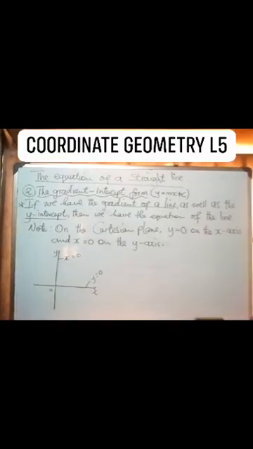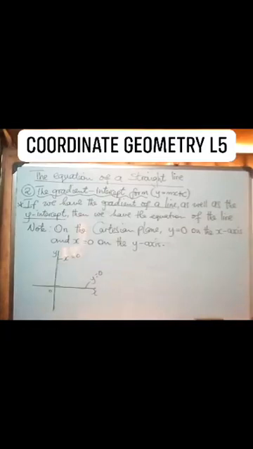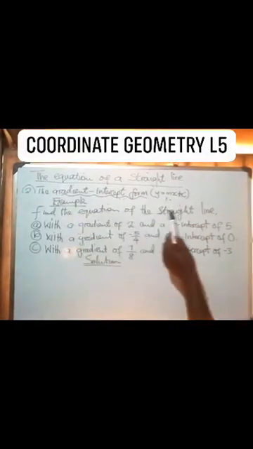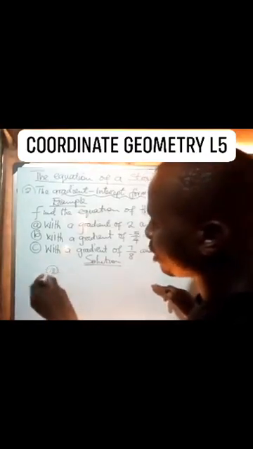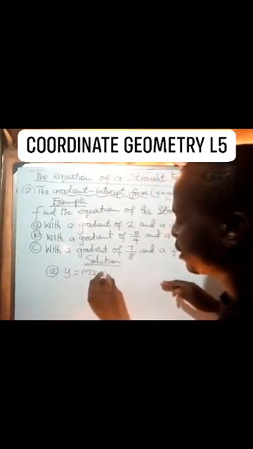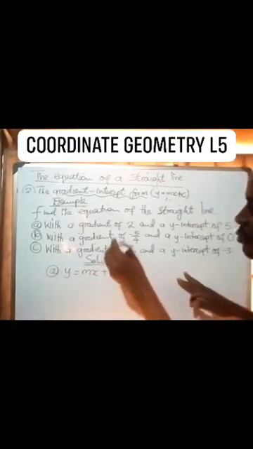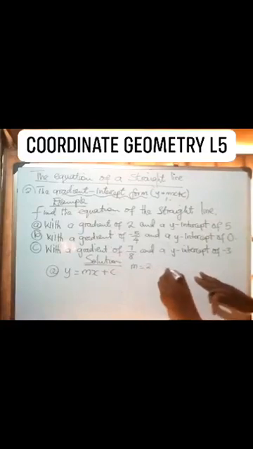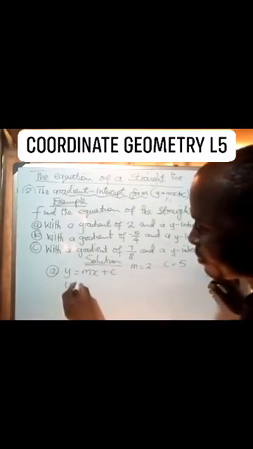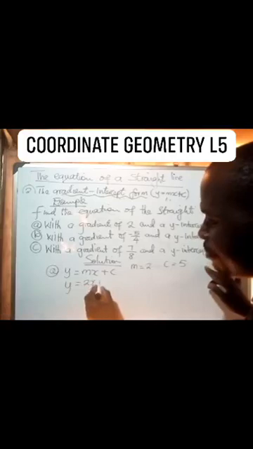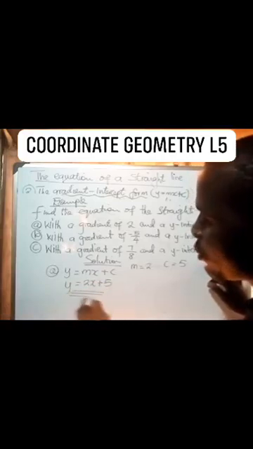Now, let us go to some sample examples. So we are on number 2. Examples: find the equation of the straight line with a gradient of 2 and the y-intercept of 5. So we are going to say y is equal to mx plus c. What is our m? Our m we have been given as the gradient of 2, and the c, it means the y-intercept, which is 5. Just a matter of substituting or replacing. So it will be y is equal to 2x plus 5.